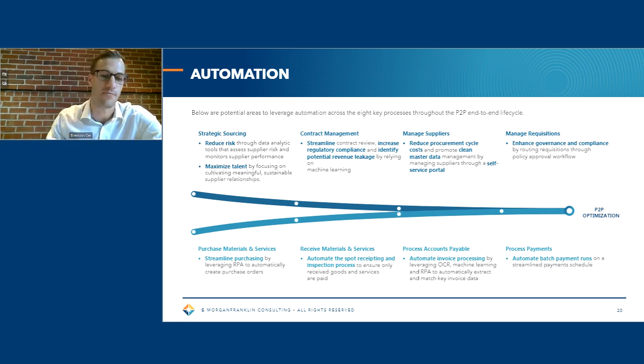the focus turns. When it comes to managing suppliers, machine learning and generative AI can be leveraged to streamline the contract review process by relying on AI to review contract compliance and compare those critical terms against what the actual performance is. In doing so, this can help identify potential revenue leakage or, again, increase that ESG compliance.